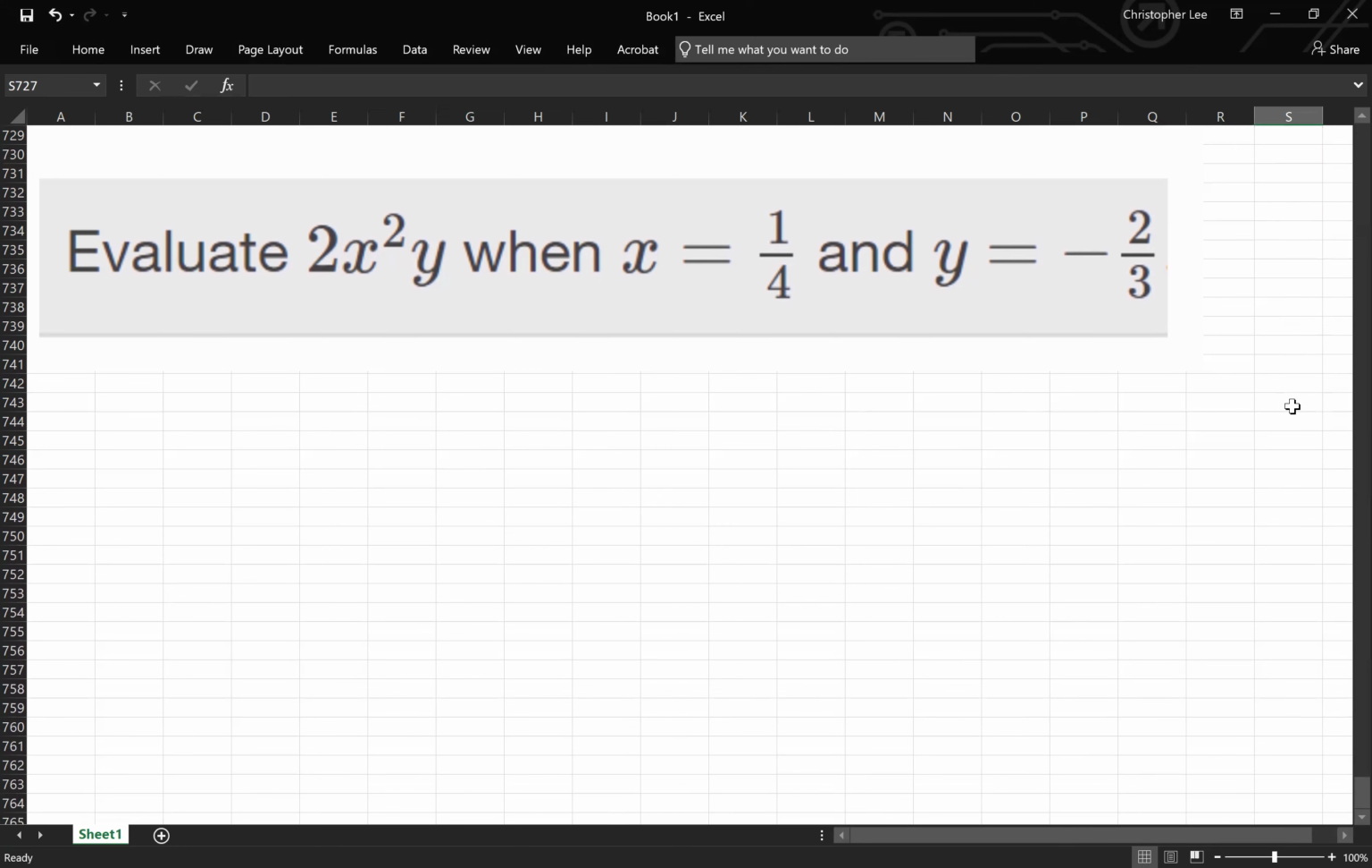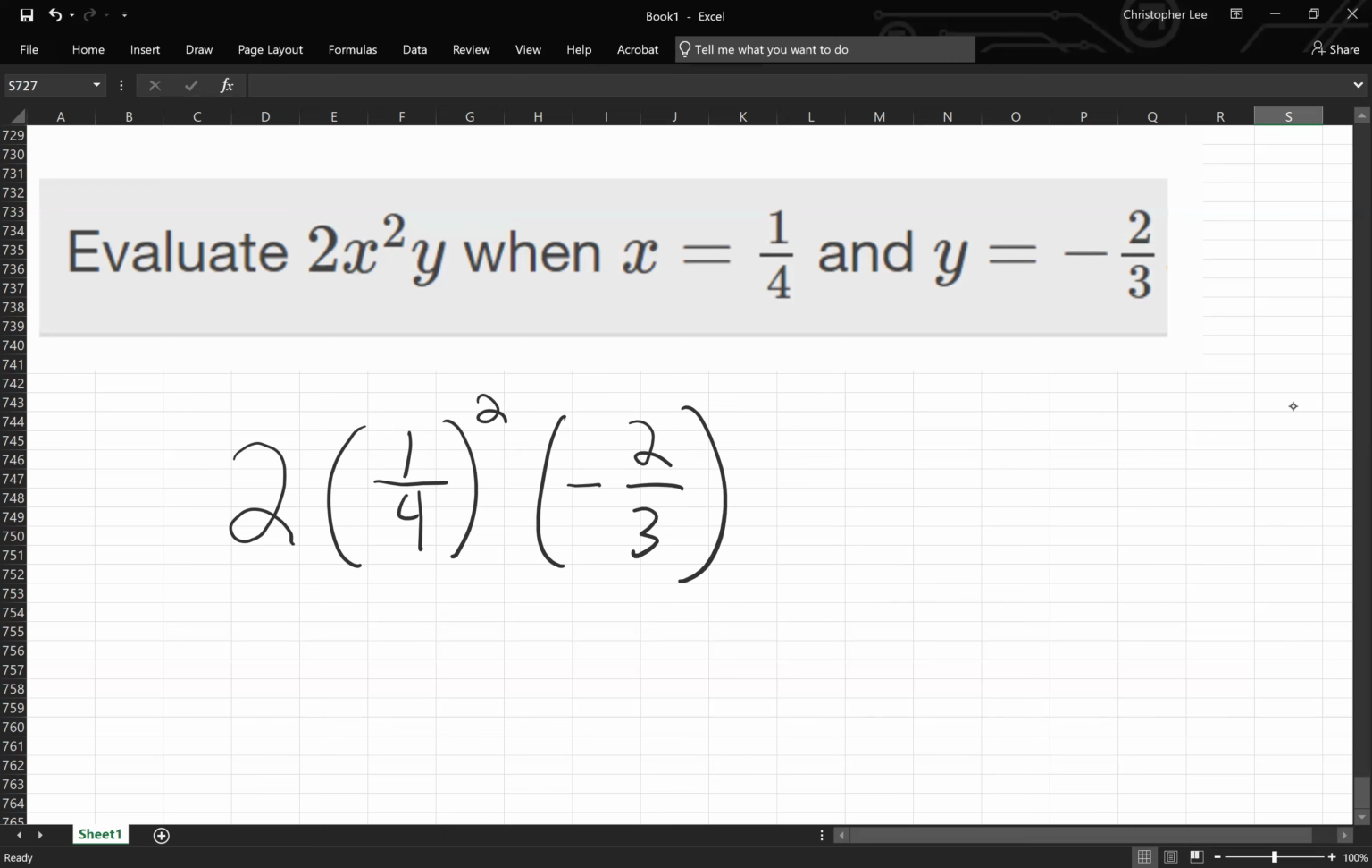So look, I've got 2x squared y, and I'm going to find the answer when x is equal to 1 over 4 and y is equal to negative 2 over 3. All you have to do is take the value of the variable and plug it in. So this becomes 2, open parentheses, what's the x? 1 over 4, squared, times a y, which is negative 2 over 3.